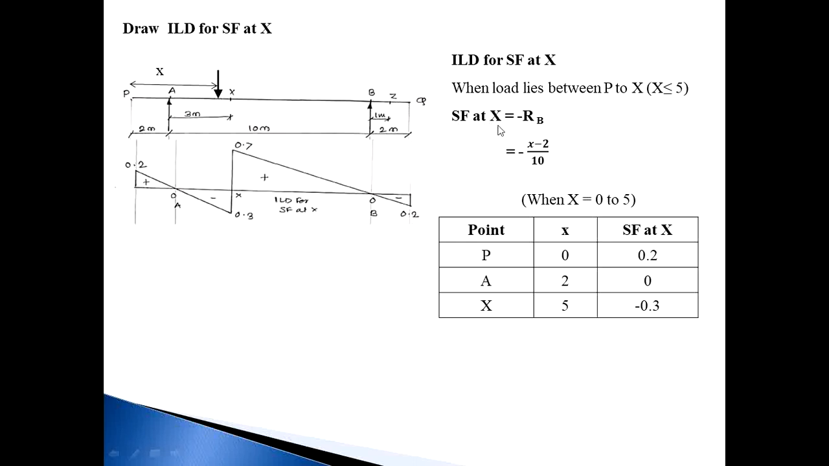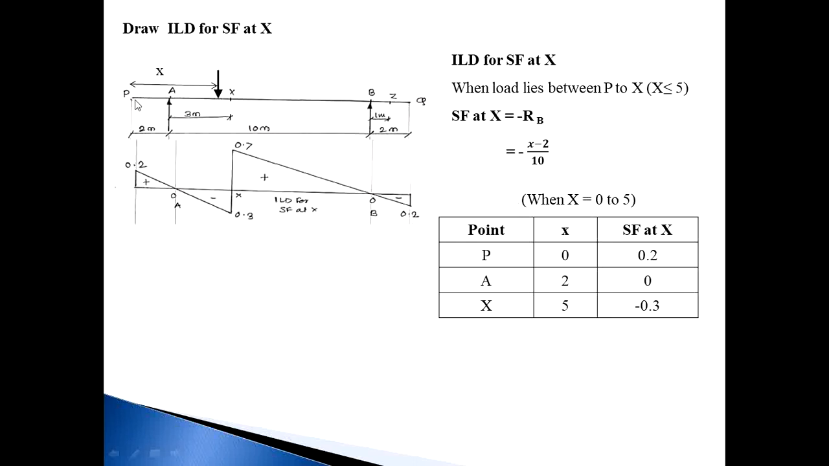So shear force at X is equal to, the force on the right side is RB, and the direction of RB is upward, and an upward force on the right side is considered with a minus sign. And we know the value of RB is (x minus 2) divided by 10. So shear force at X is minus (x minus 2) divided by 10. This equation is only valid while the load lies between P and X, meaning the limits for x are 0 as the starting point and 3 plus 2, that is 5. So the limits for x are 0 to 5.